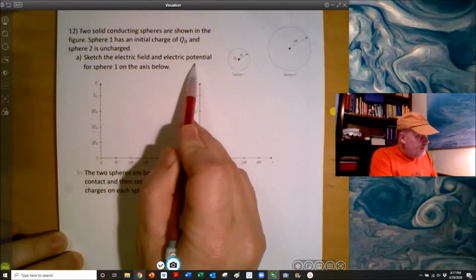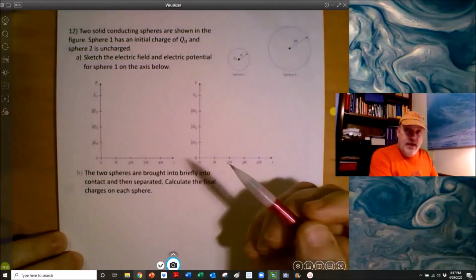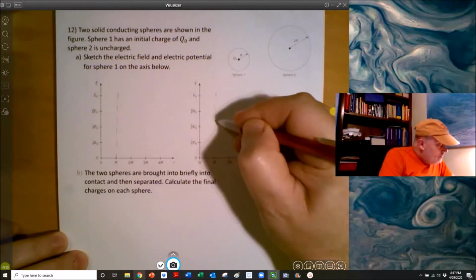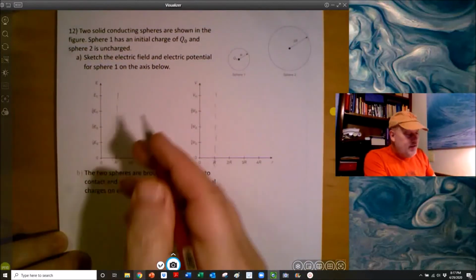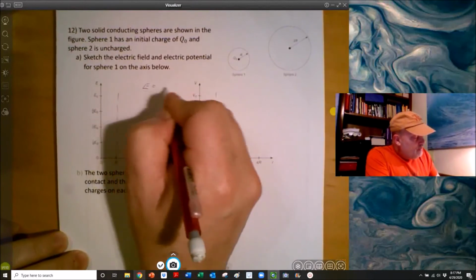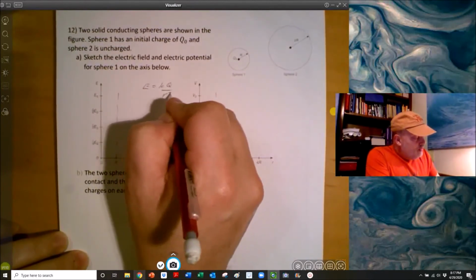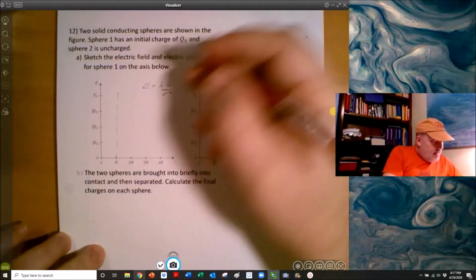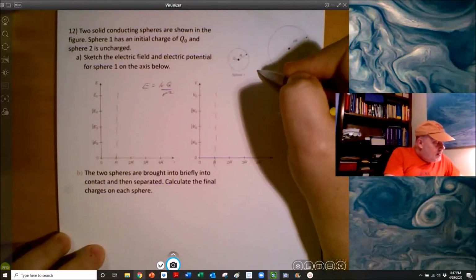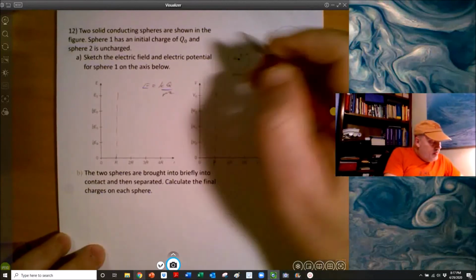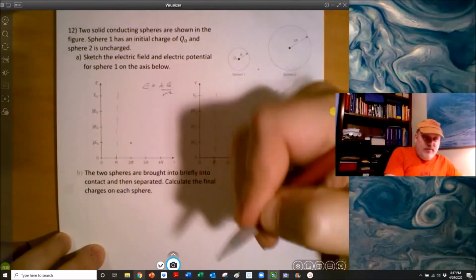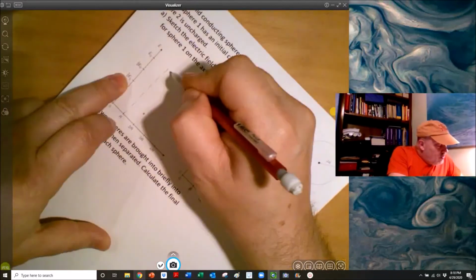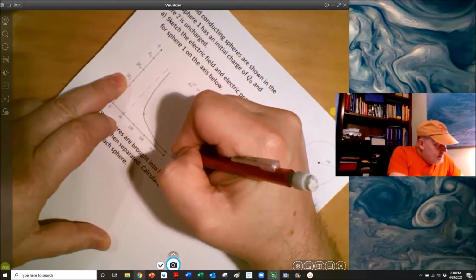Okay, sketch the electric field for sphere 1 and the electric potential. I'm going to draw a vertical line on both of these because there's going to be a different behavior inside and outside. On the outside, the electric field is kq over r squared, spherical geometry here. It's a 1 over r squared relationship. So that means when we double the radius, when we get out here 1 radius away farther, we should have only 1/4 of the electric field, because it's r squared. So it's going to look like this, really steep.